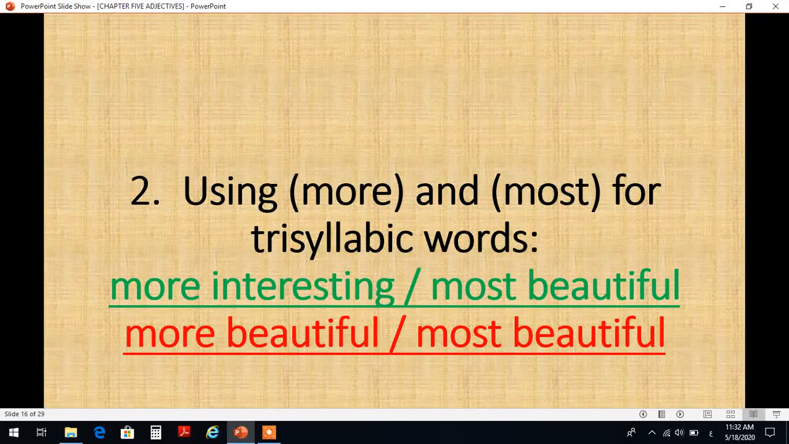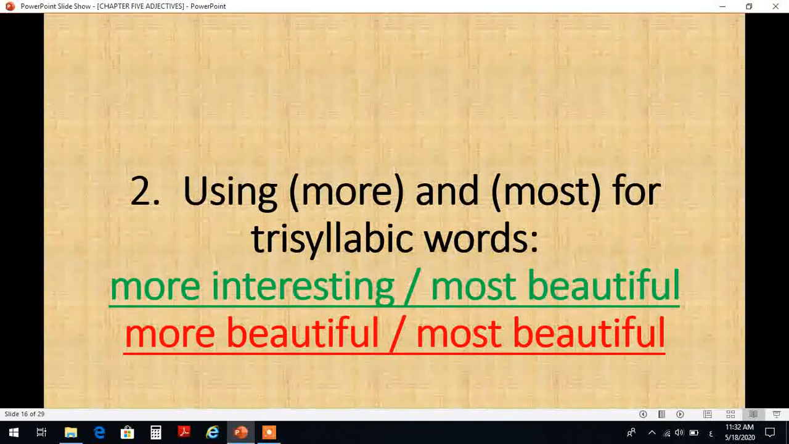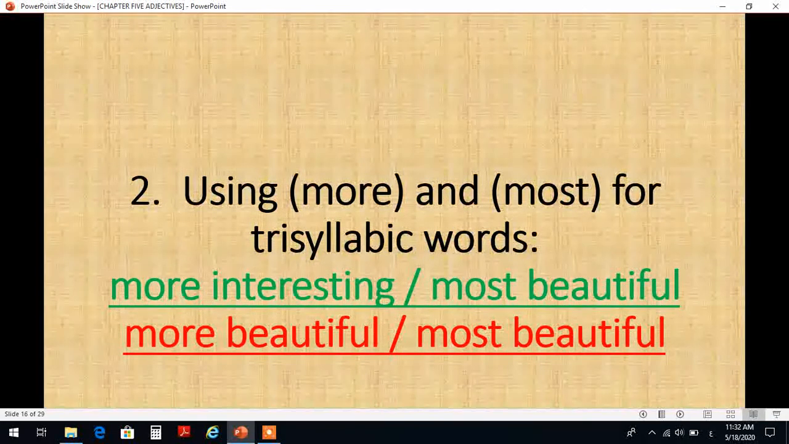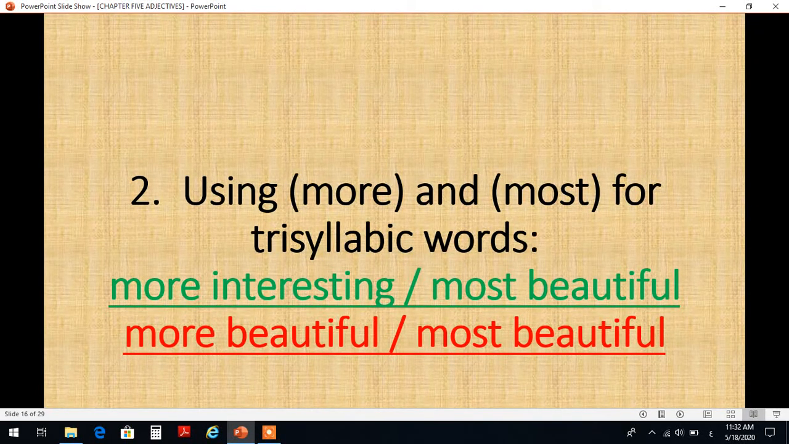Number 2, using more and most for trisyllabic words. إذن نستخدم more for the comparative degree and most for the superlative degree. When we have trisyllabic words عندما يكون لدينا صفات مكونة من 3 مقاطع صوتية. For example, interesting. When we want to make comparison for this adjective, we have to say more interesting and most interesting, or more beautiful, most beautiful.